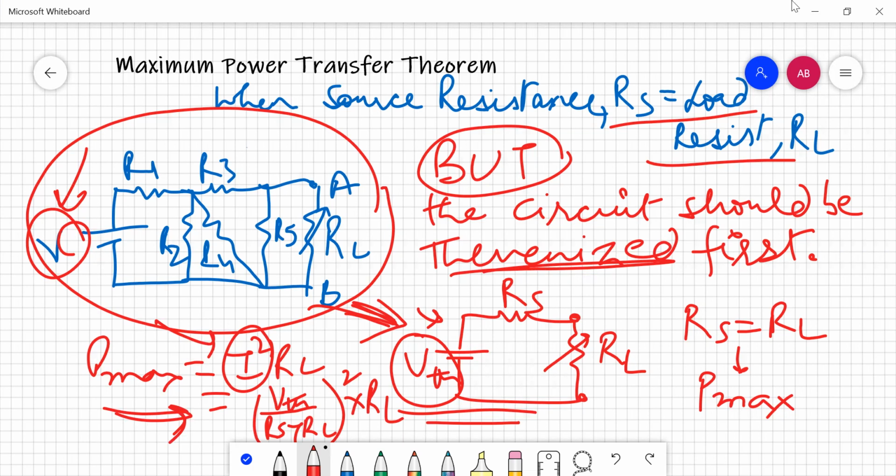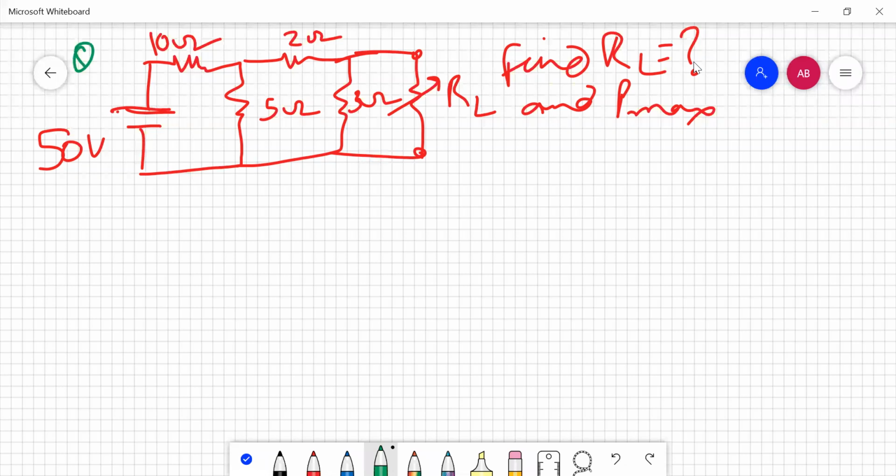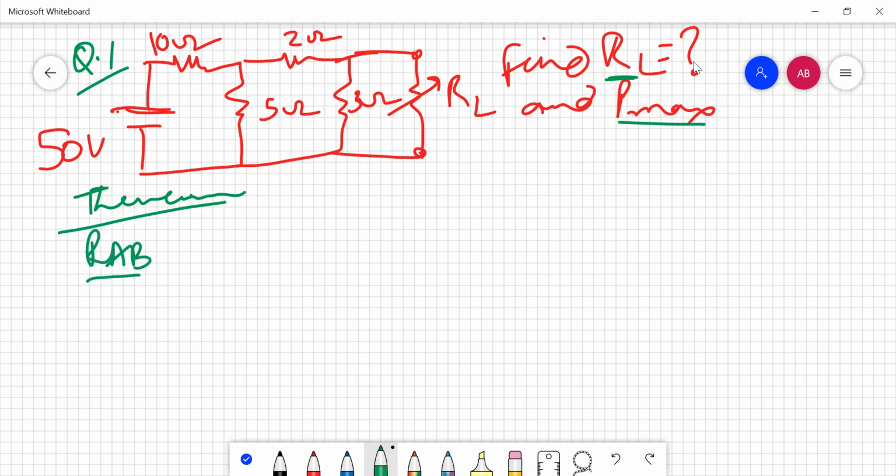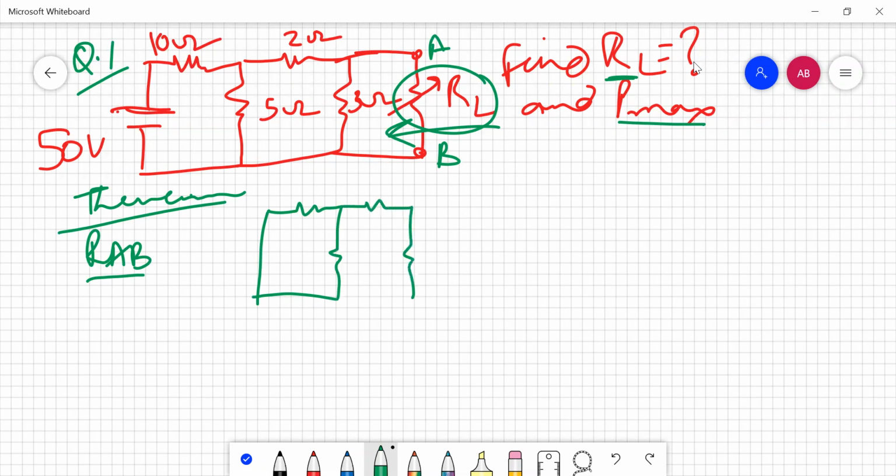So now let's start the numerical based on the maximum power transfer theorem. This is our numerical one for the maximum power transfer theorem. We have to find the value of RL first and then the maximum power delivered to the load. For this, as I already told you, we have to apply Thevenin's theorem. So our very first step is to calculate the value of RAB, right? We are going to remove the load, and these are my AB terminals, and we have to look through these terminals. So let's draw it again by short circuiting our 50 volt source and redrawing the circuit.